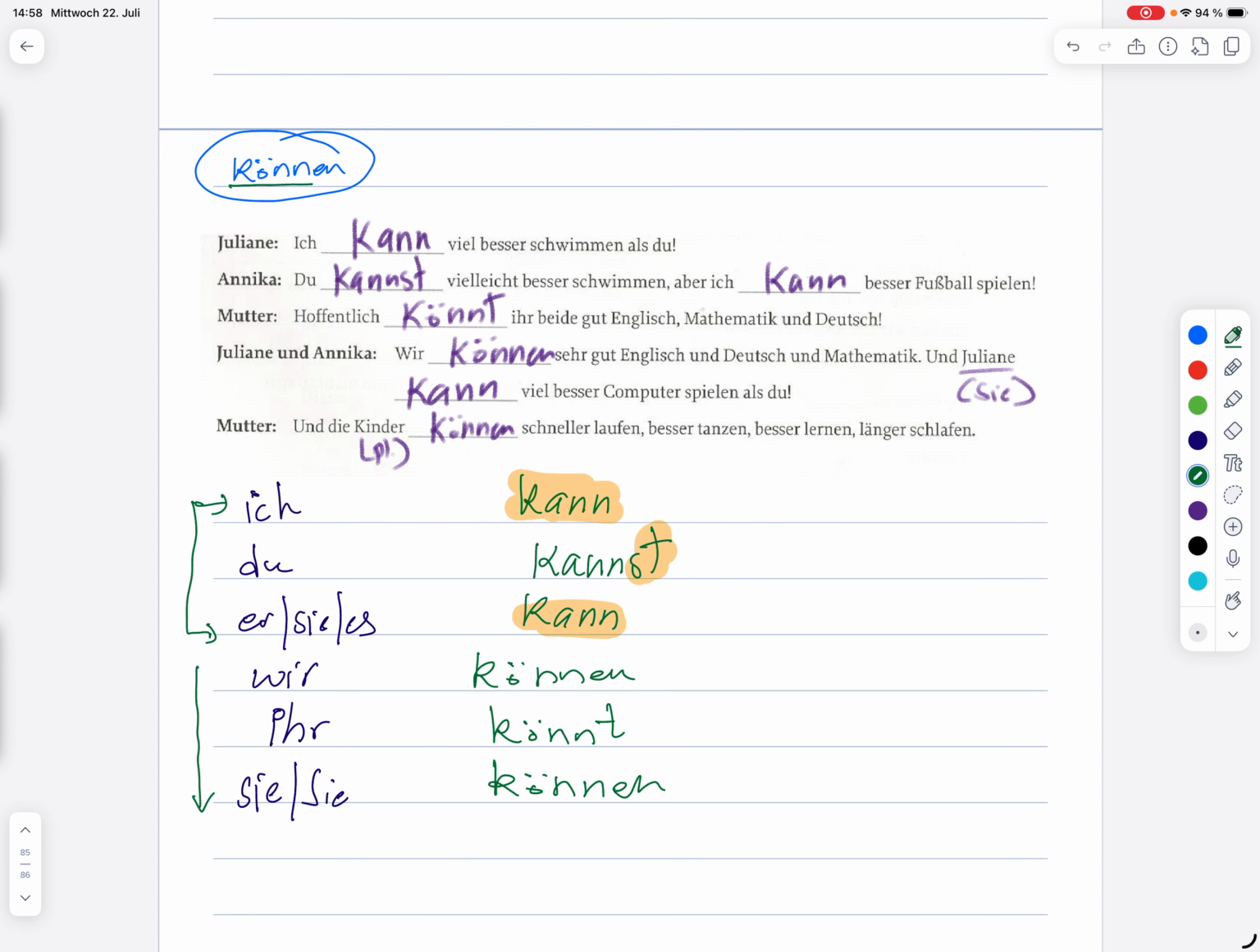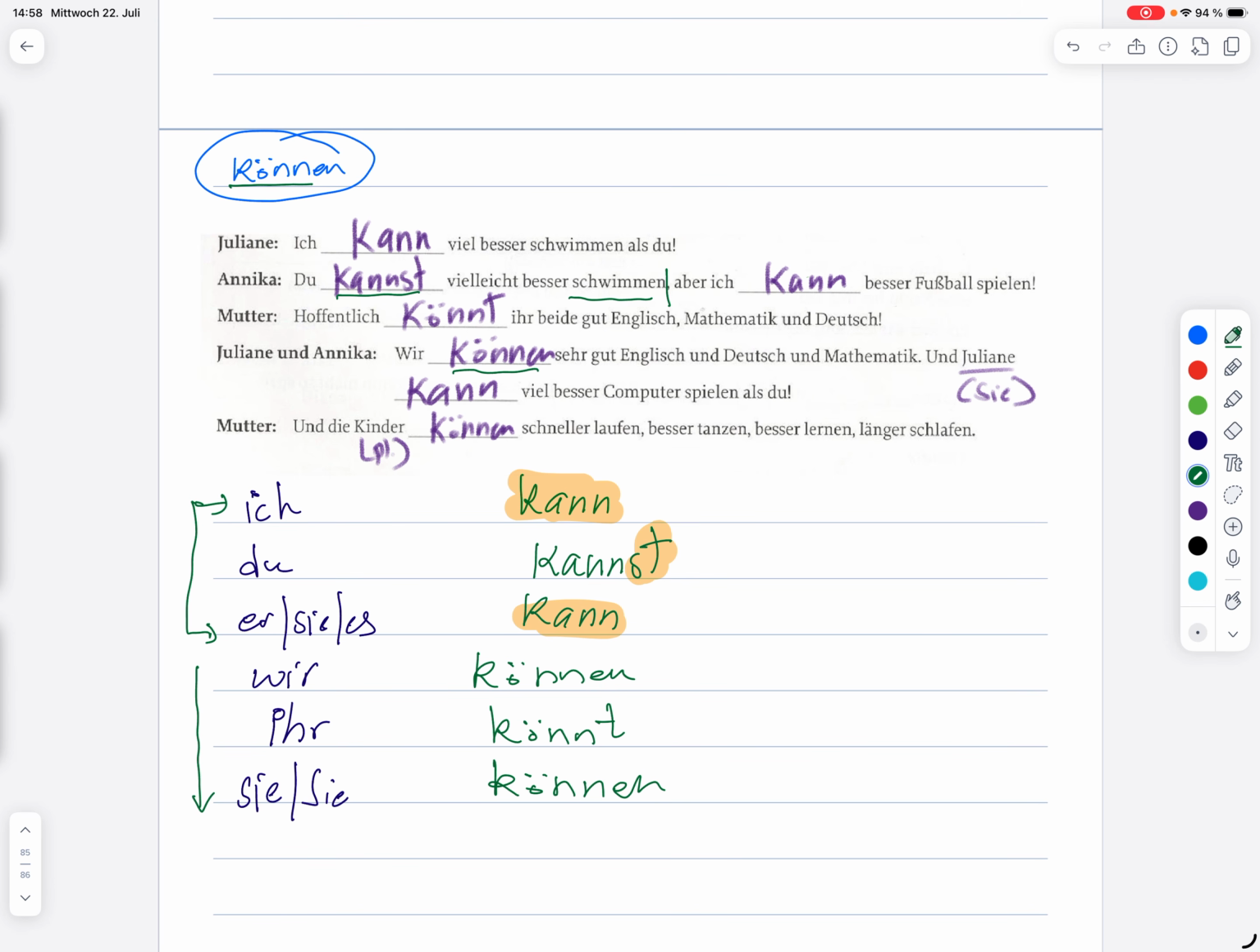Now some concepts we learned. We have the verb at the second position, and then the sentence ends, and we have the main verb at the last position, right? In the same way we have this können, but here you can add machen. Wir können sehr gut Englisch und Deutsch und Mathematik machen, right? But also without machen it can go with können, right?